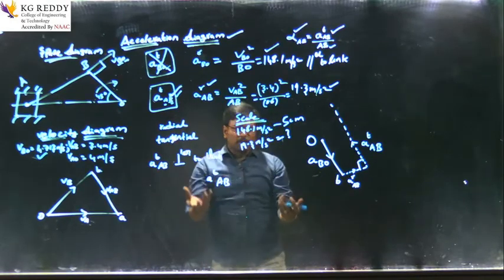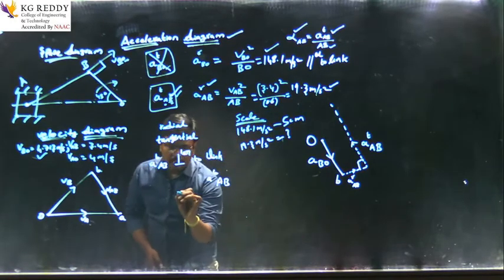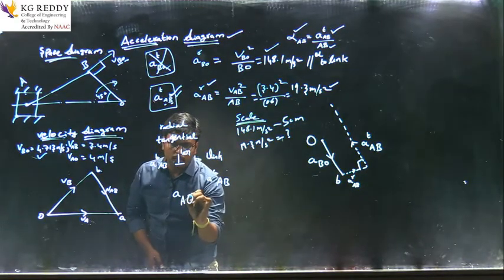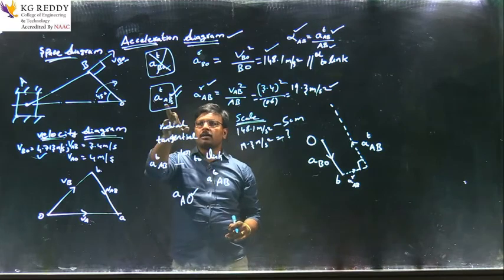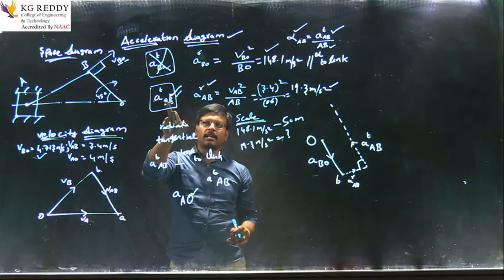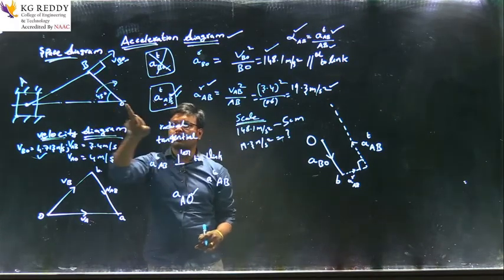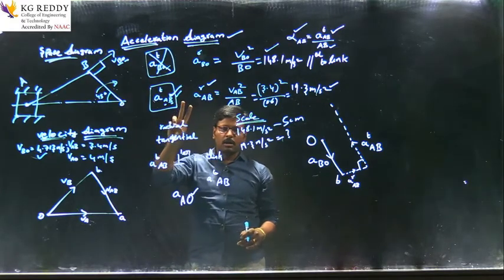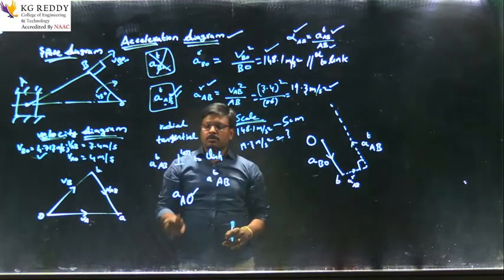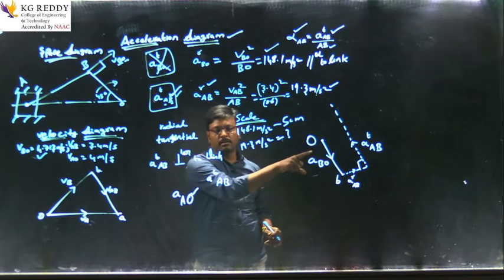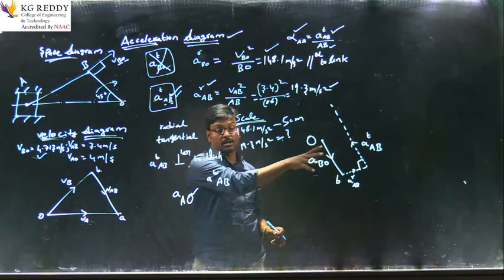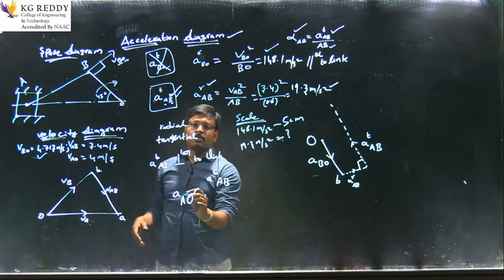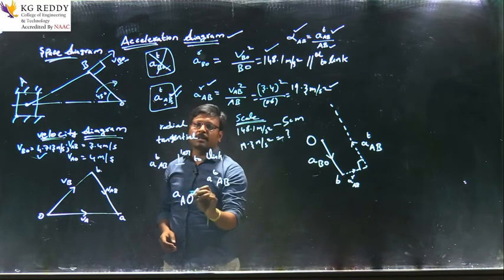So next, acceleration of A with respect to O. O is a fixed one. See here, the acceleration of A that we will get with respect to B and with respect to O. So two terms we have to consider. One we already did by taking the radial component and the tangential component. So here we are going to find the acceleration of A with respect to O.